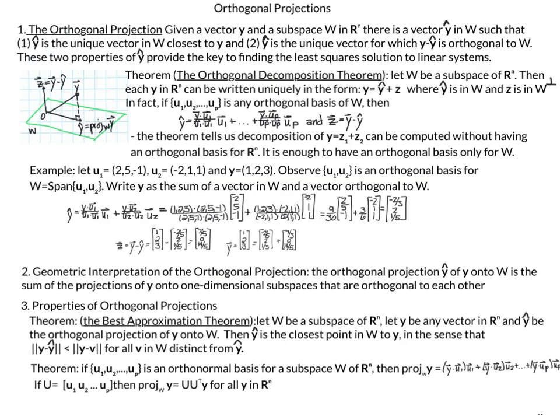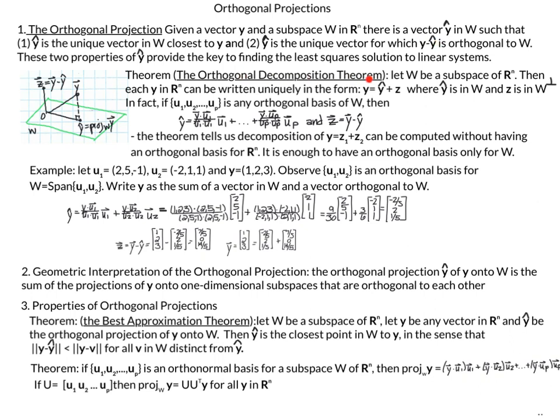To summarize what we have covered in this video, we have looked at orthogonal projections. The problem we were looking at is: given a vector y and a subspace W in Rn, there's a vector y hat in W such that y hat is the unique vector in W closest to y, and y hat is the unique vector for which y minus y hat, which we called z by the way, is orthogonal to W. And we have this orthogonal decomposition theorem, which told us how to calculate y hat, and also z, which is just equal to y minus y hat.